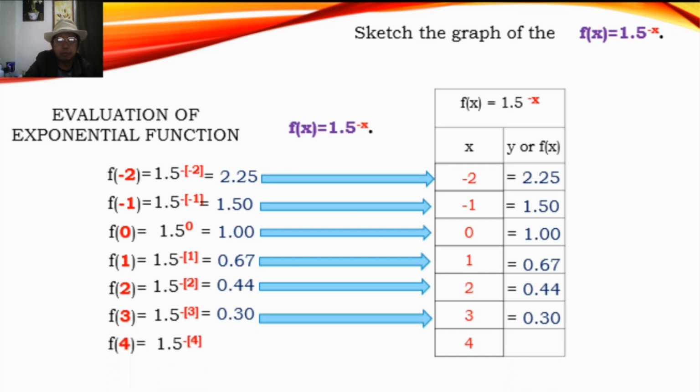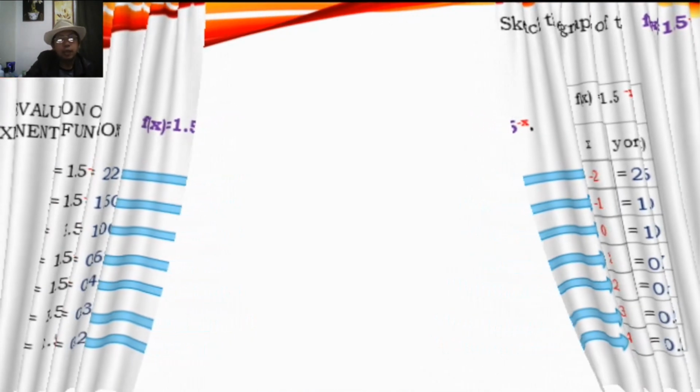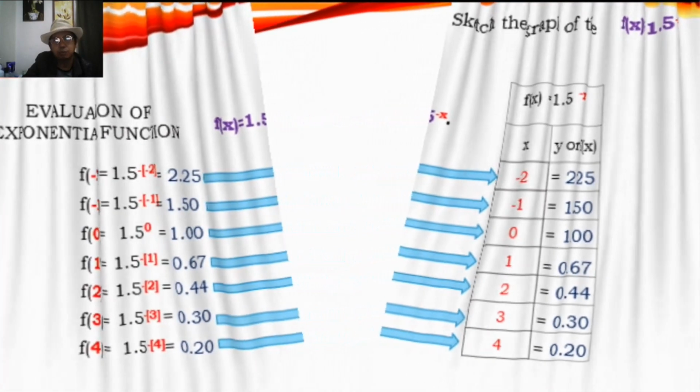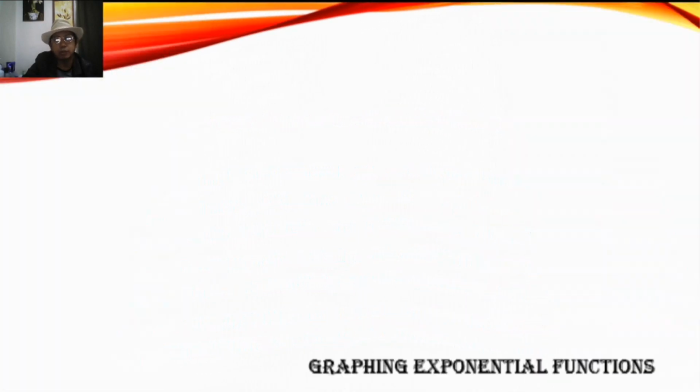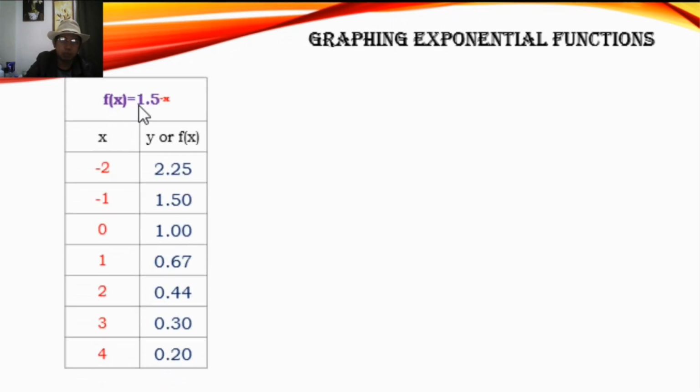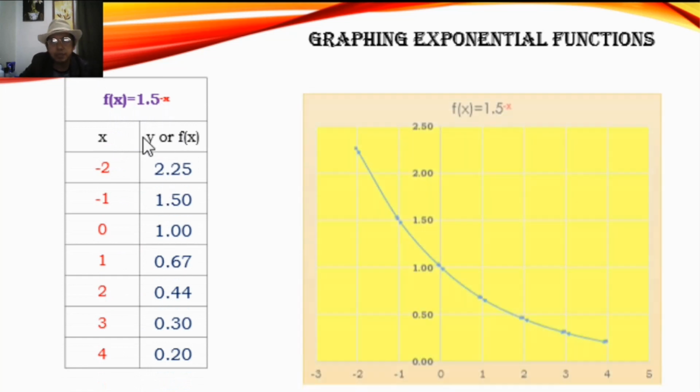And what if my x is 4? The result would be 1.5 raised to negative 4. That is 0.20. Now, after having the evaluation of this function, the next thing that we're going to look into is its graph. So what would be the graph of the given function f of x is equal to 1.5 raised to negative x? Here is its graph.